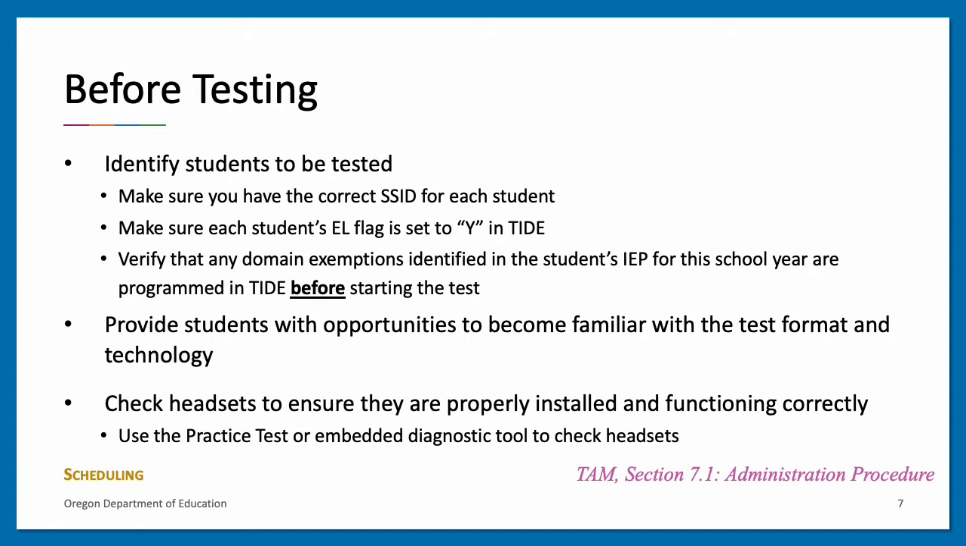The ELPA Summative will not appear in a student's list of tests if the EL code is set to N. Domain exemptions are allowed. Up to 3 of the 4 domains may be exempted, as per the IEP team decision-making. This must be reflected in the student's IEP prior to starting the test. The exemptions should be verified before the student logs in and starts the test.